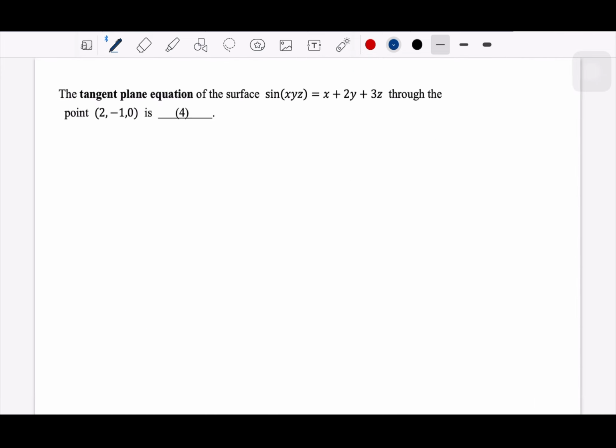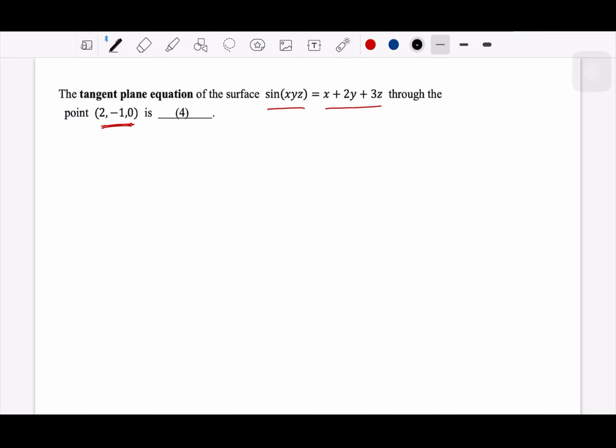Okay, another additional question. We have a question about the tangent plane equation. We have a surface sin(xyz) equal to x plus 2y plus 3z, and it goes through this point. We need to find the tangent plane equation. You can try and pause the video, look at how to get the tangent plane, and compare with my results at the end of the video.